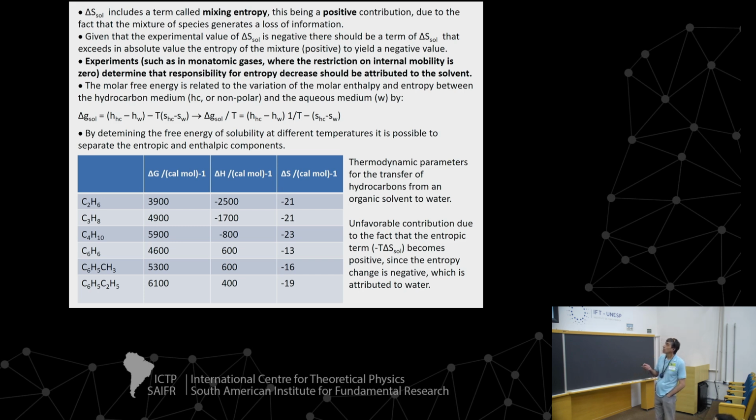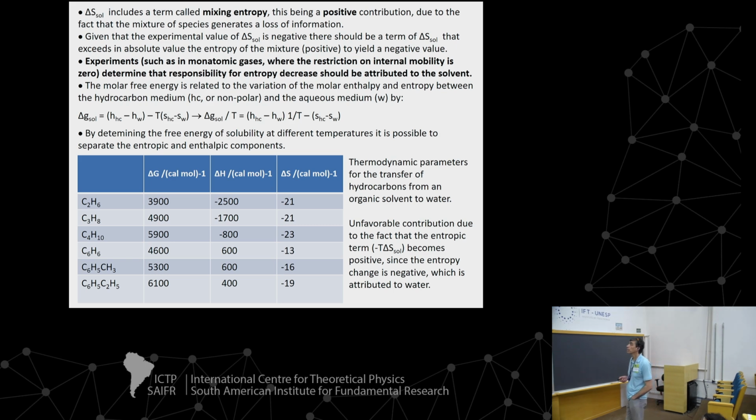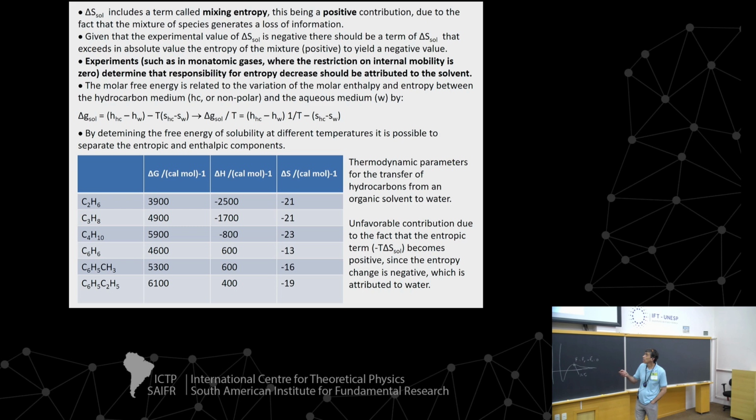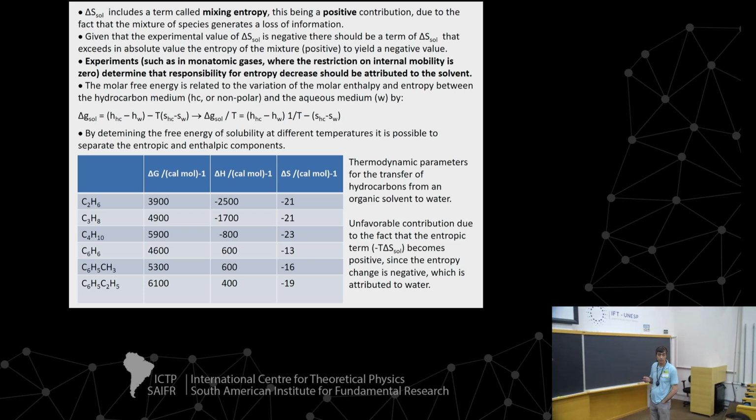These are data for different small alkanes, and you have the free energy of solubilization, the enthalpy and the entropy change. You see that the change in entropy is always negative. But enthalpy is not always playing against. Here you have attractions between the nonpolar substance and water, but this is more than compensated by this entropy loss. This entropy loss is what is governing the full process.